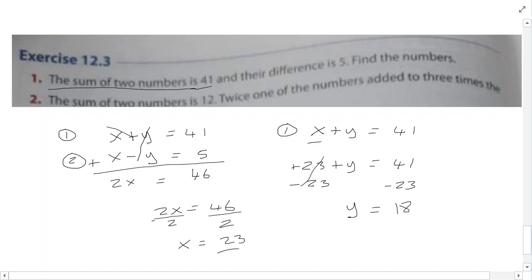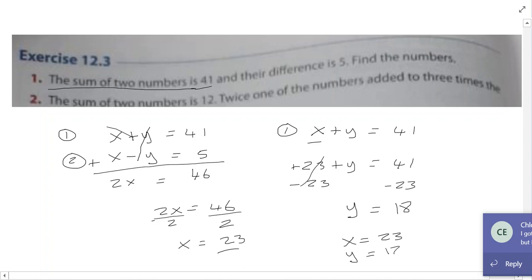So our answer, the numbers are: x is equal to 23, and y is equal to 18. Okay, so that's how you work these questions. The first thing you have to do is read the question and figure out what your expressions are based on the words that are used in the question. Write down your two simultaneous equations, and then you can solve them.